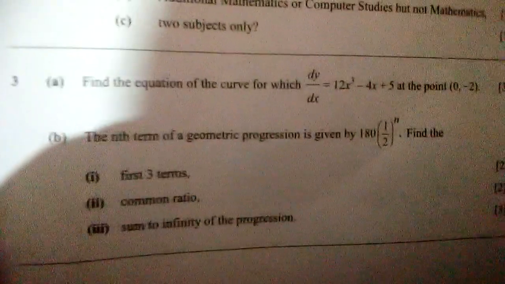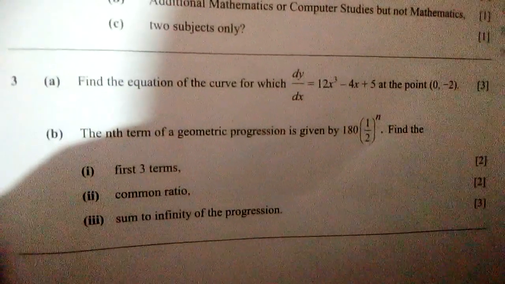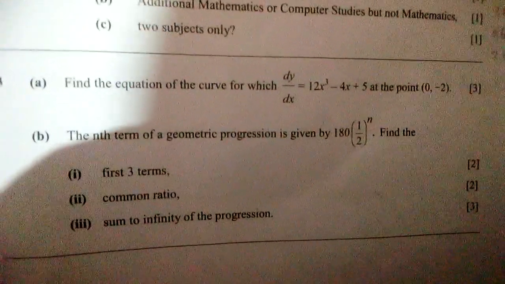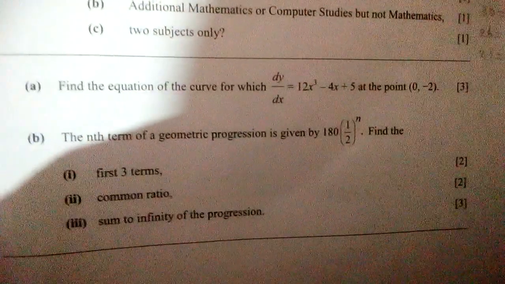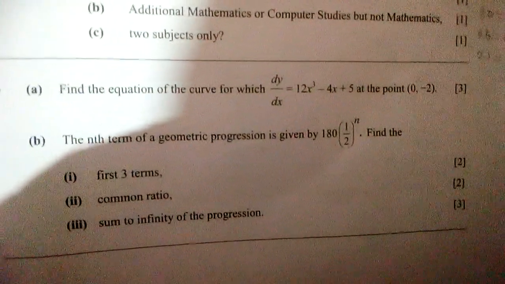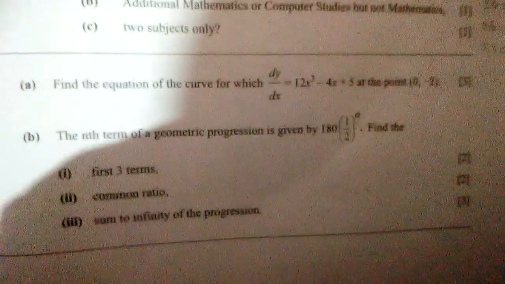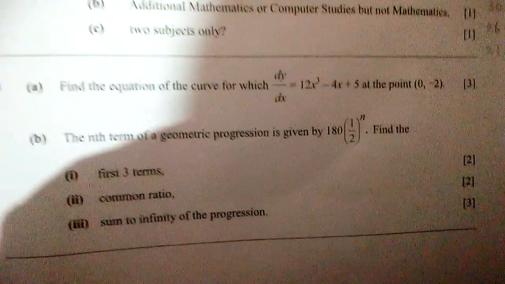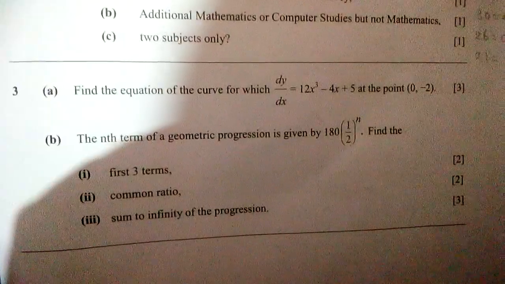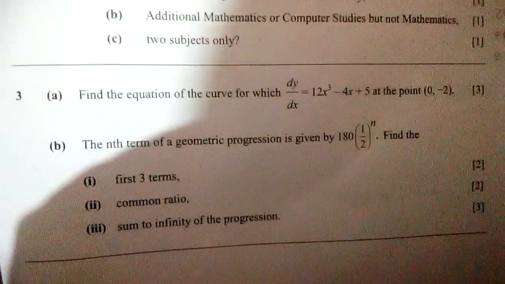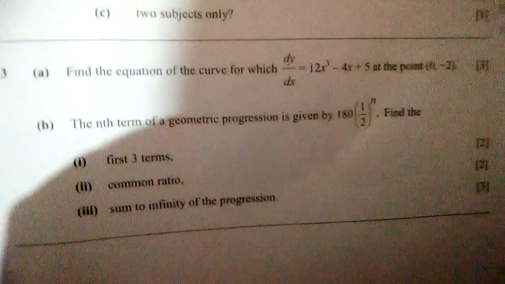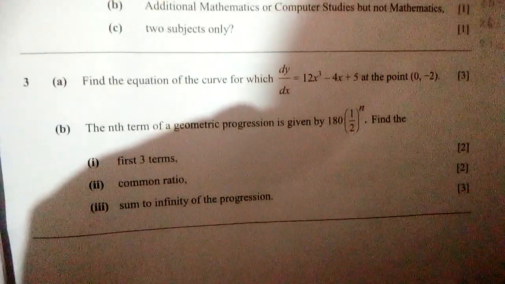The question says, find the equation of the curve for which dy/dx equals 12x cubed minus 4x plus 5 at the point where x is 0 and y is minus 2. Okay, so copy the question. That's question number 3A. Copy it and follow me as I explain how to find the equation of the curve.